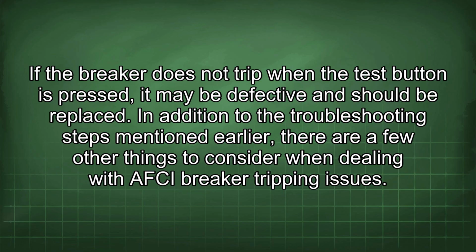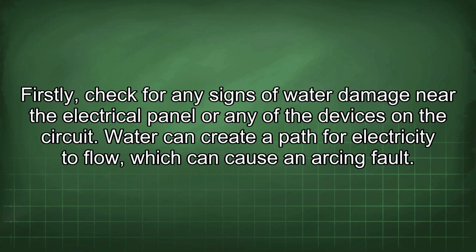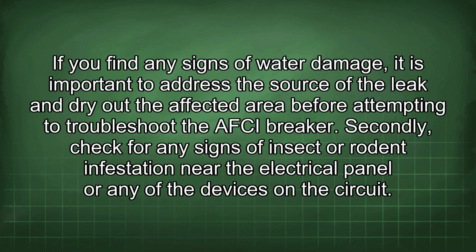In addition to the troubleshooting steps mentioned earlier, there are a few other things to consider when dealing with AFCI breaker tripping issues. Firstly, check for any signs of water damage near the electrical panel or any of the devices on the circuit. Water can create a path for electricity to flow, which can cause an arcing fault. If you find any signs of water damage, it is important to address the source of the leak and dry out the affected area before attempting to troubleshoot the AFCI breaker.